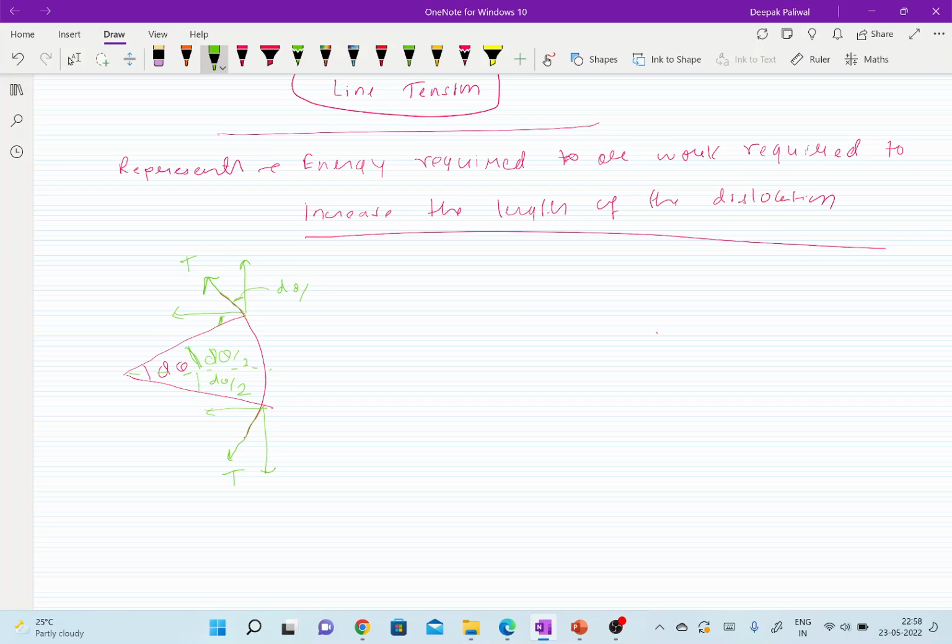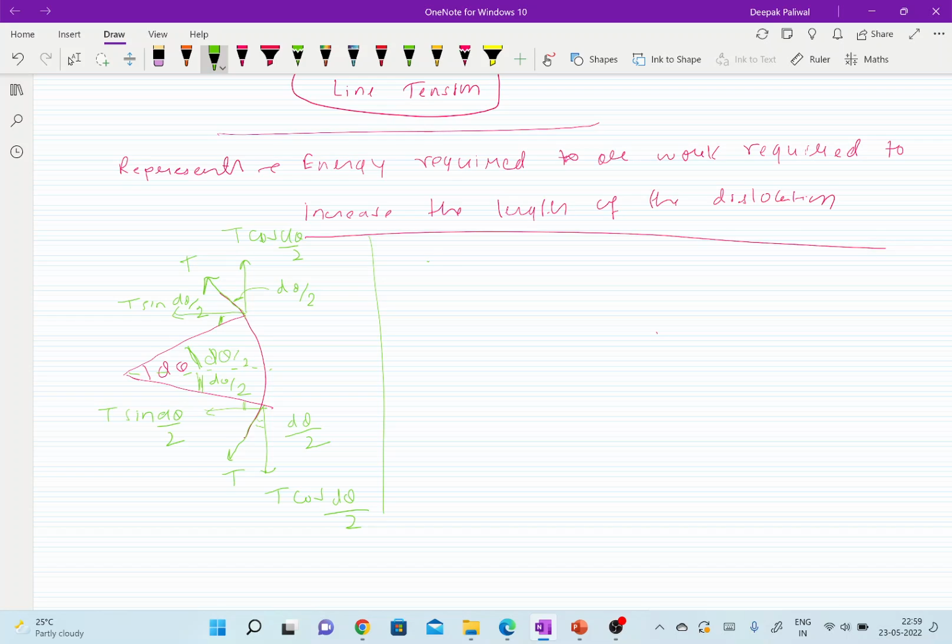So this is d theta by 2, and this is also d theta by 2. Let us have the components of tension. This is tension sine d theta by 2, this is again tension sine d theta by 2. This is tension cos d theta by 2, and this is tension cos d theta by 2.